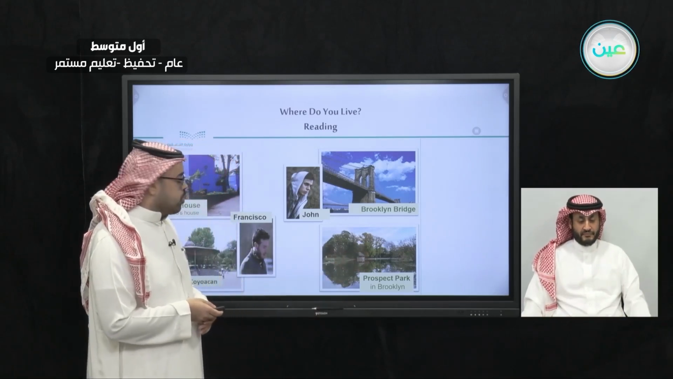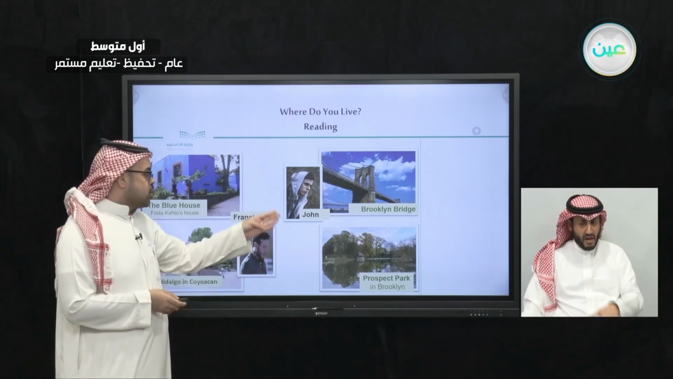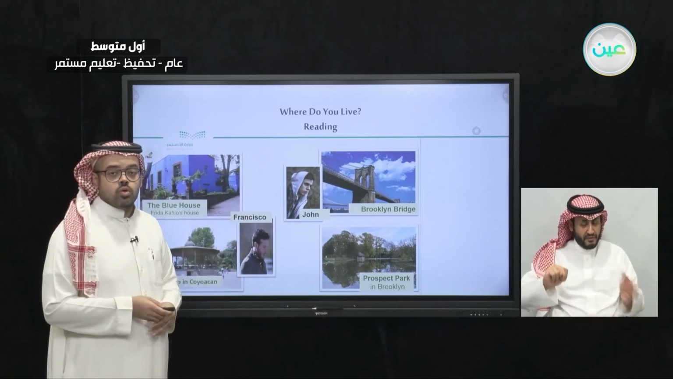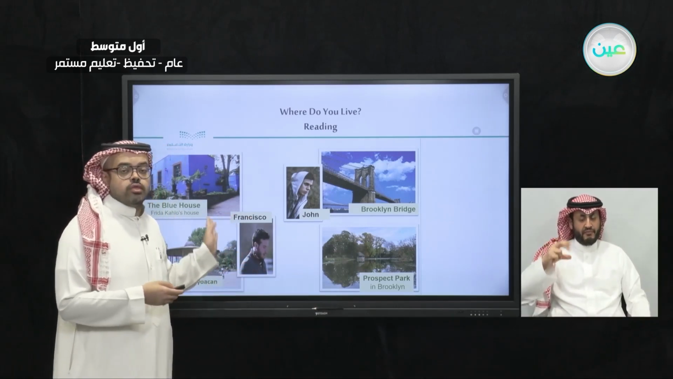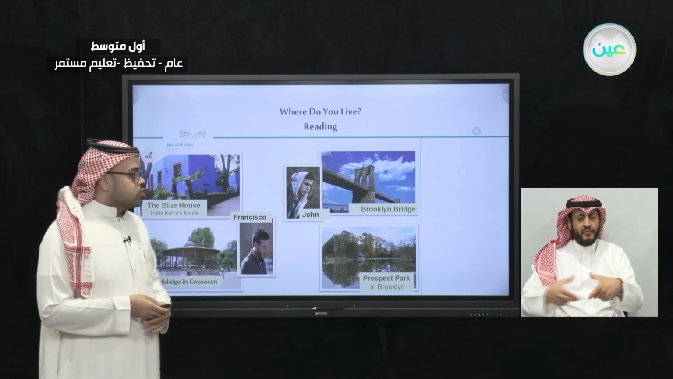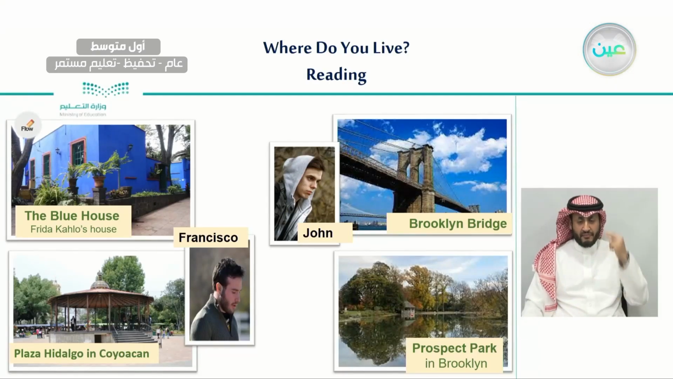And here we have our heroes for today's reading, John and Francisco, who will talk about these two neighborhoods. We think that the article will talk about the Blue House, the plaza, the bridge, and the park. How are they related to each other? We still don't know. So let's move on and listen to the reading and figure out the relation between these two people and also these places.